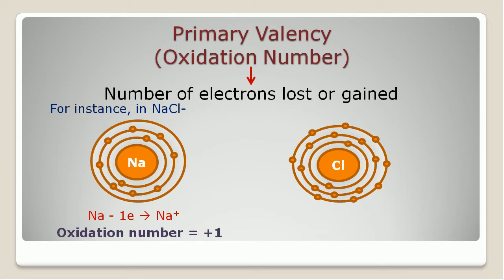In the case of chlorine, as it gains one electron, which is a negatively charged entity, it becomes Cl-, that is a negatively charged ion with a charge of -1. Therefore, its oxidation number is -1. After understanding what oxidation number is, let us learn how to calculate oxidation numbers of elements and compounds.